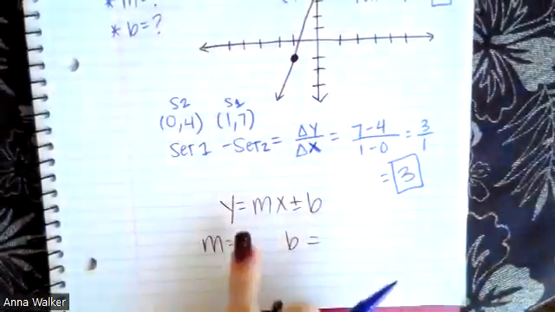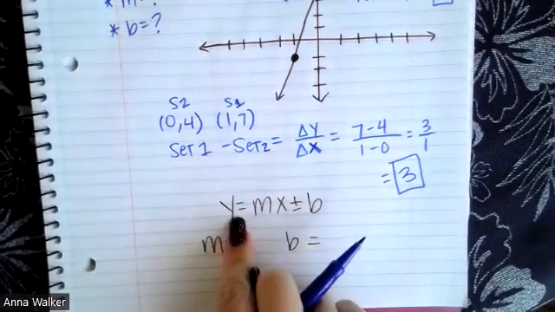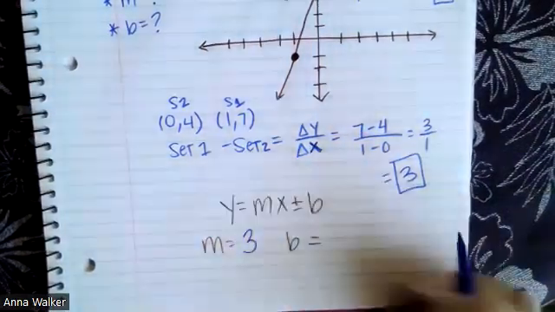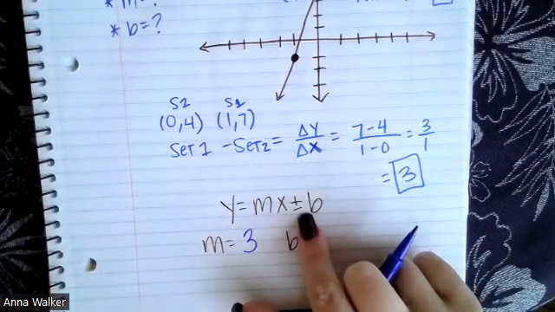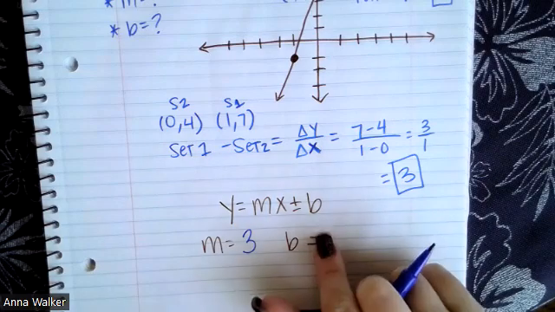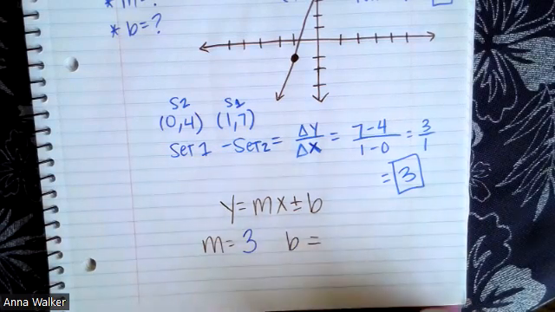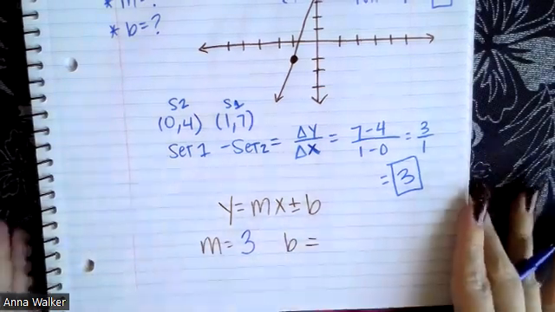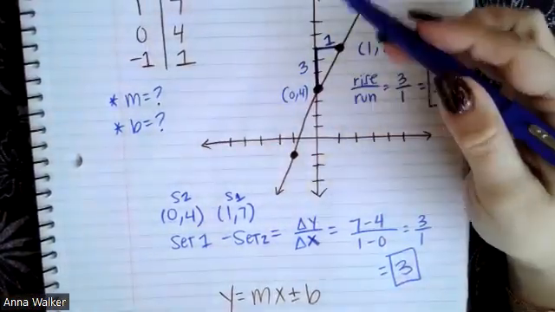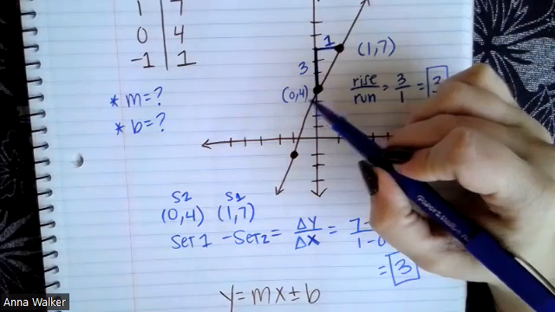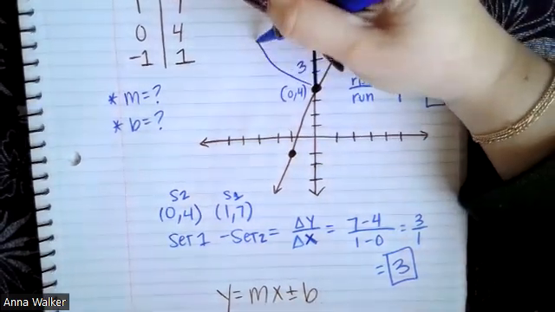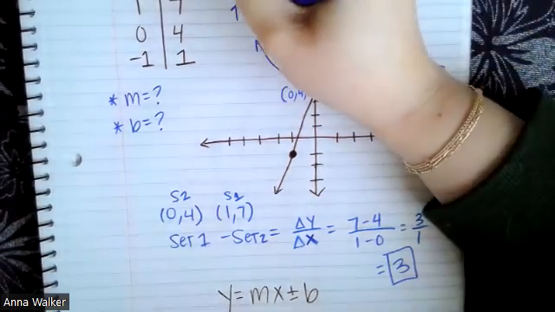So again, we're trying to plug into the standard formula, y equals mx plus or minus b. So we know our slope is positive 3. And for b, to determine if it's going to be plus or minus and what the value is, we have to look at where our line crosses the y-axis. So the line crosses the y-axis at 4, at positive 4. So this is our y-intercept. I'm just going to draw an arrow and put, this is b.